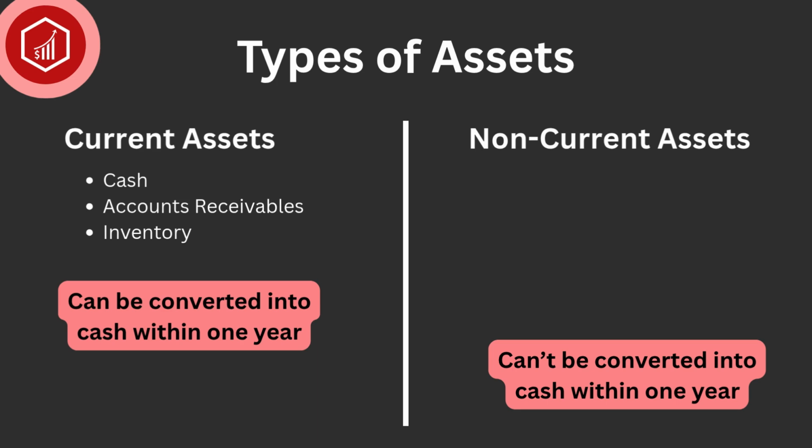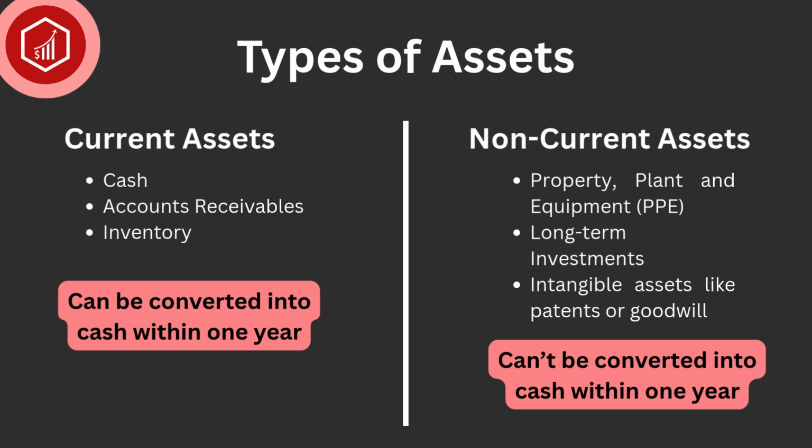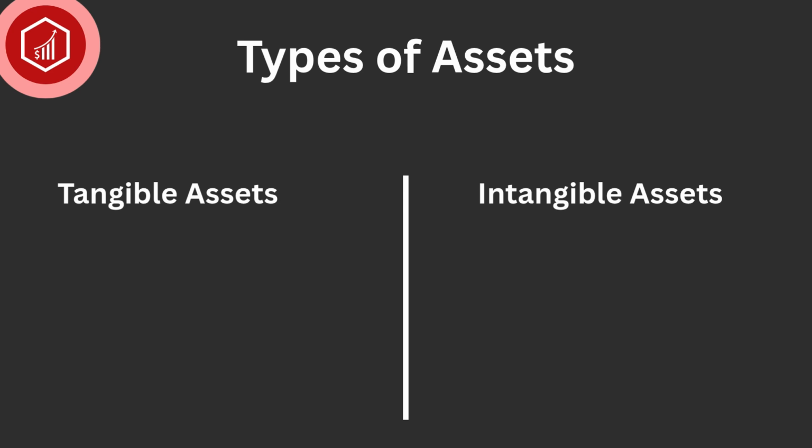The non current assets can't be converted into cash within 1 year. Examples are property, plant, and equipment, also called PPE, long term investments, or intangible assets like patents or goodwill. Also buildings: if you think of it, you want to sell the building and you want to have the cash guaranteed. You can't guarantee the cash within 1 year, so the building would also count as a non current asset.